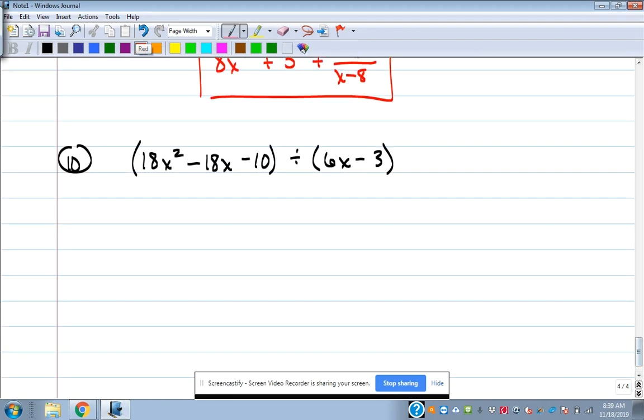Can we do synthetic with this one? Yes, I can, because 6x minus 3 is linear. That's mx plus b, right? That's linear. It's the degree of 1. So the divisor, that's okay. It's still a number, though. You want to latch onto this synthetic division. You're good.